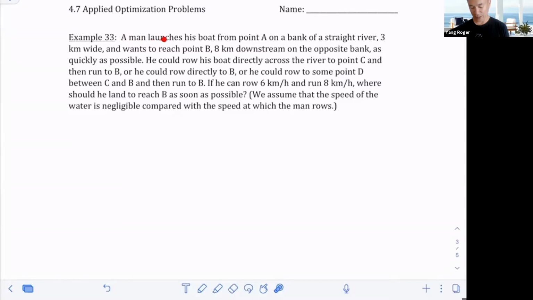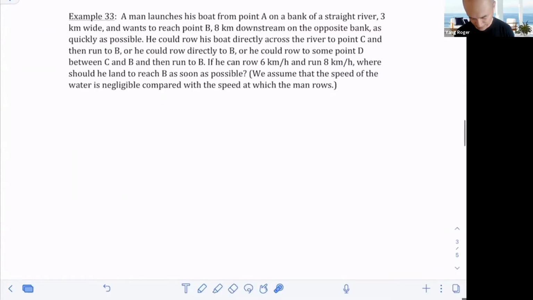A man launches a boat from point A on a bank of a straight river, 3 kilometers wide. All right. So I need to draw a river. Let's use the blue highlighter for the river. This is one edge of the river. This is the other edge of the river.